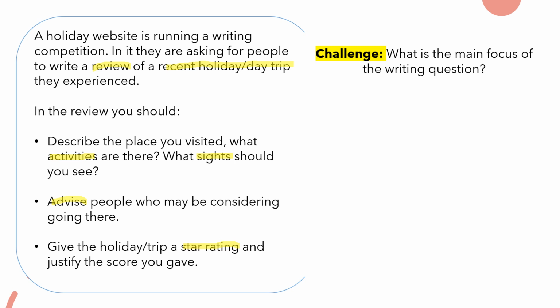When it says justify the score you gave, if you are giving it 1 out of 5, which is a terrible review, you need to tell us why. What's so bad about this place? And remember, a lot of the time with holidays, sometimes there are good aspects and sometimes there are bad aspects. So there's nothing wrong with writing a balanced argument as well. It can't always be amazing, and very rarely is it completely terrible and awful.